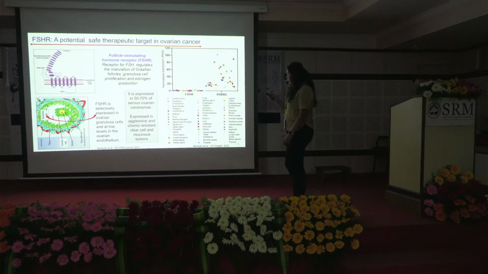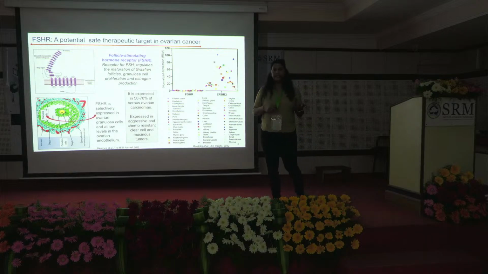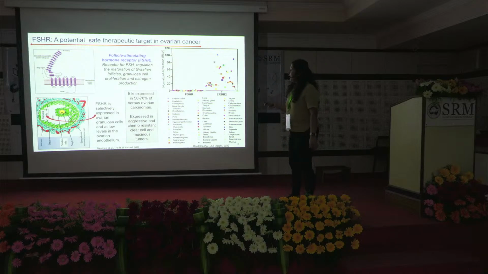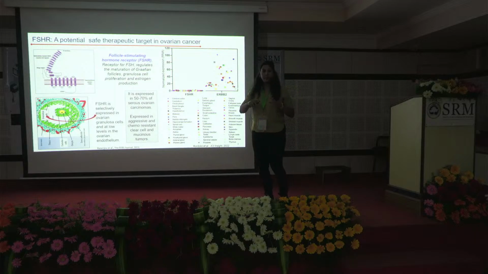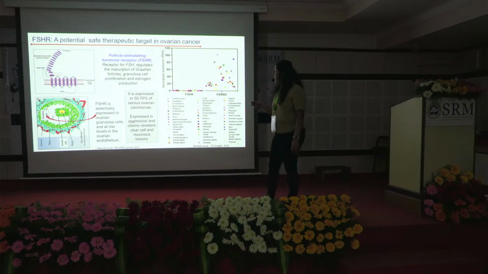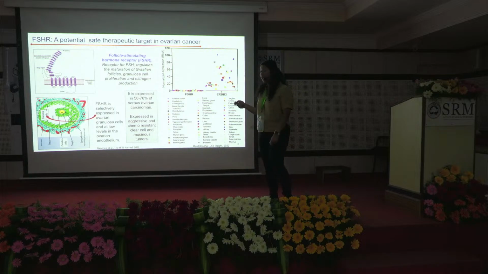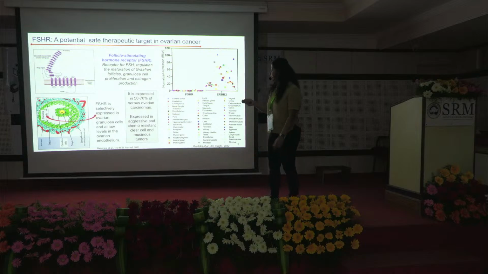One target that we have come across is FSHR, the follicle stimulating hormone receptor, and we thought it could be a very good target. It is basically involved in reproduction and fertility related functions. Why do we think it can be a good target? Because FSHR has a very selective, basal level of expression on normal ovarian cells and ovarian endothelium, but around 50 to 70% expression on ovarian cancer cells, and high expression on chemoresistant and aggressive ovarian cancer subtypes as well.